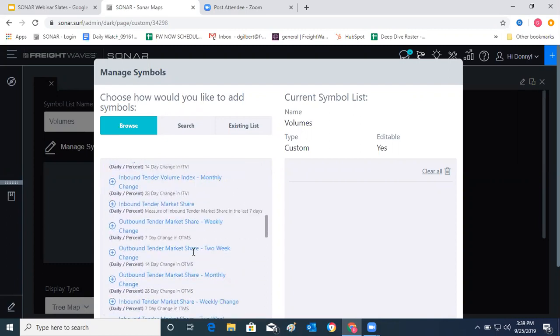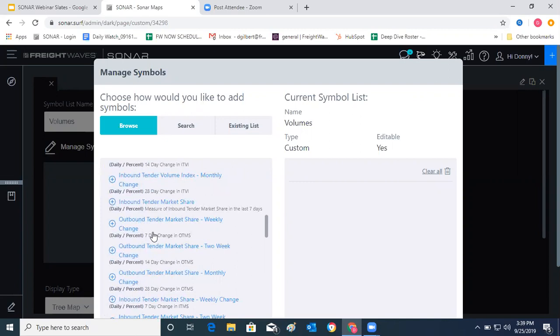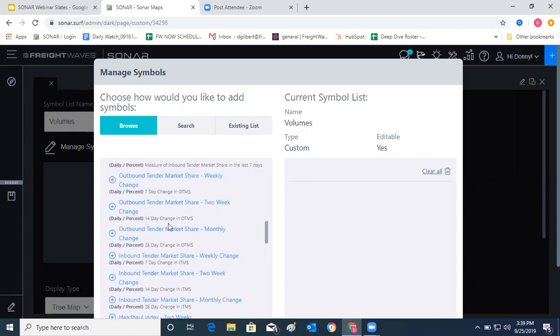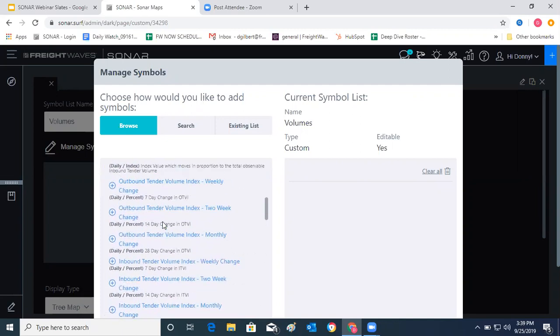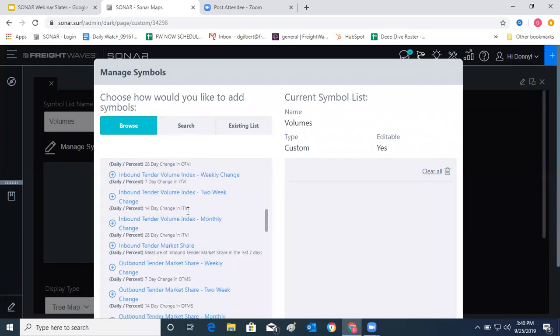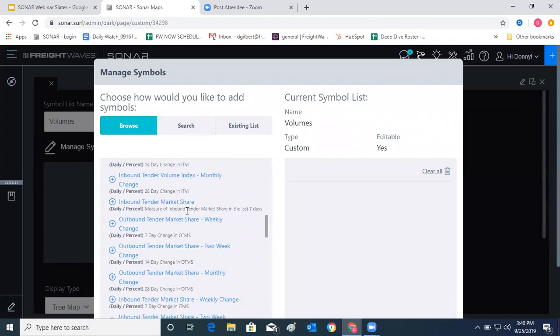All right. We'll use market share. That's inbound. They have lost. Inbound tender market share. I want to use the X markets here.